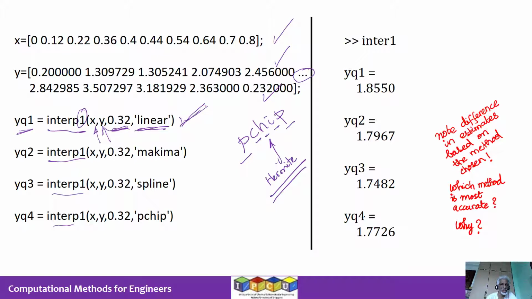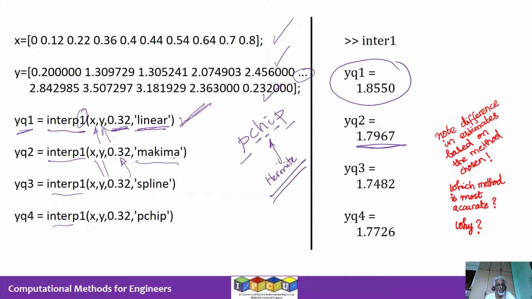When you do linear interpolation, the answer you get is 1.855. When you're using a modified p-chip function, you're going to get 1.7969. So basically the same syntax, interp1, x values, y values, the query value, and then you have the option to specify your choice for the interpolating function. Right now we are not looking at what these things mean, exactly what each does. The purpose of this video segment is not that.